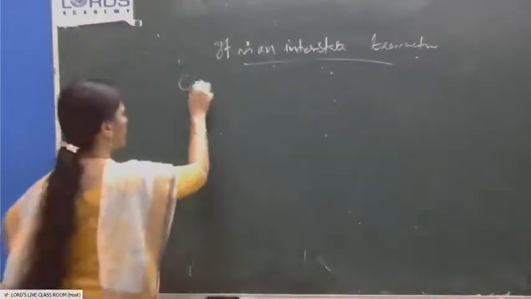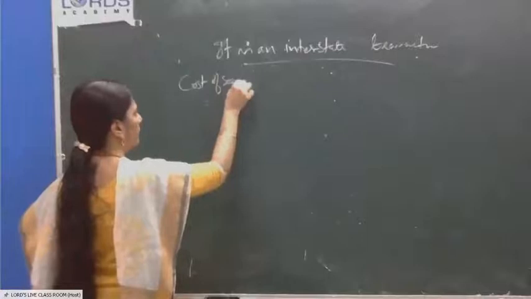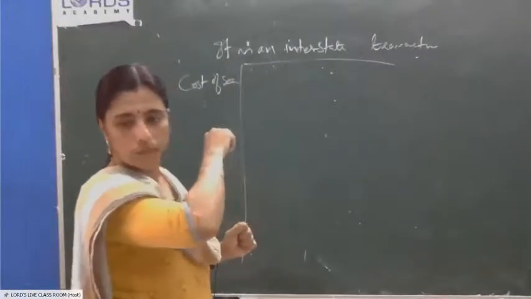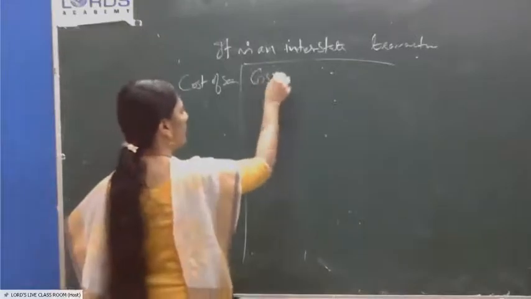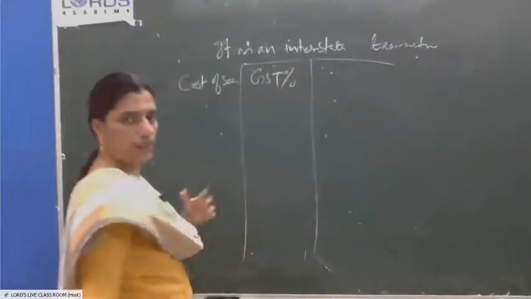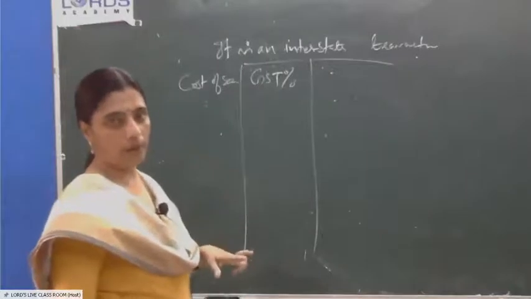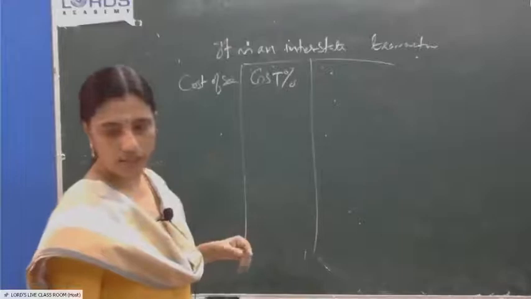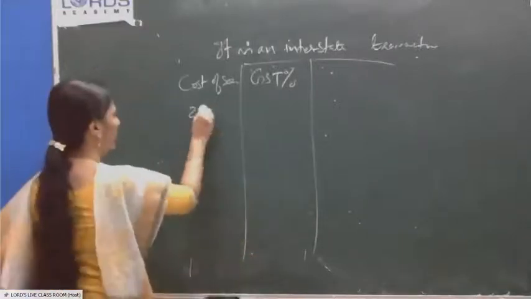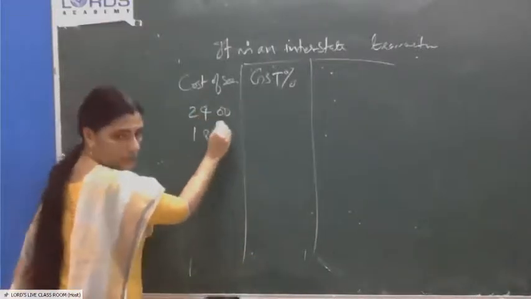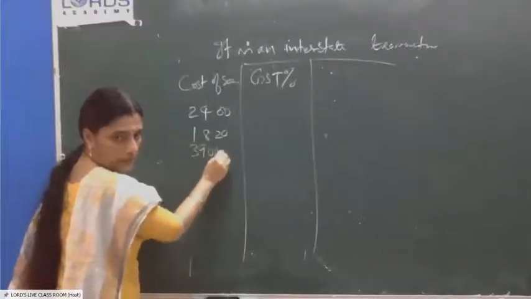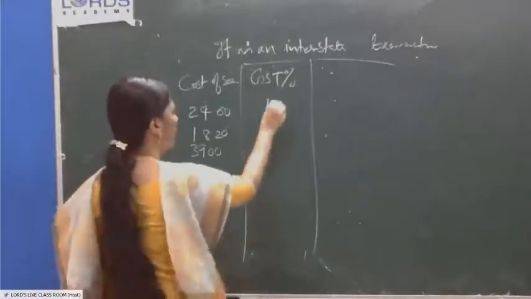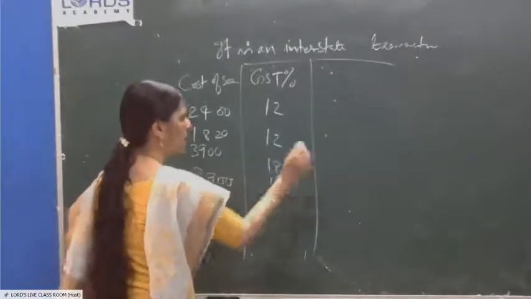So here cost of services, then GST percentage. Here they didn't tell the discount. See, that's what I told. In all the questions here, no discount, straight away. But here the problem is, not the same GST. Cost of services: 2,400, 1,820, 3,900, again 3,900. GST percentage: 12, 12, 18, 18.